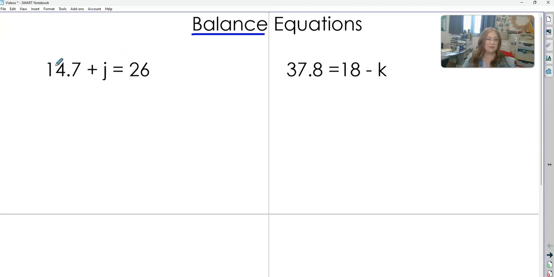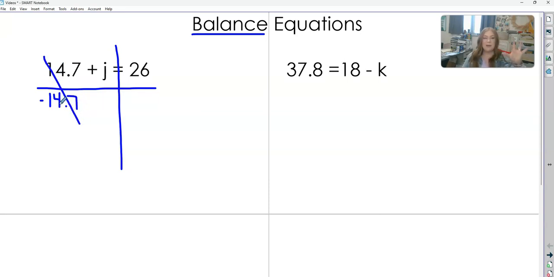So we're going to go ahead and do 14.7 plus j, and that equals 26. So we're going to separate it right through that equal sign. So we're trying to get j by itself. So we want to move 14.7 to that other side. We want to get rid of 14.7. So we have a positive 14.7, so the opposite is to minus 14.7. And if I do it to this side, that cancels out. But if I do it to this side, I have to do it to the other side.